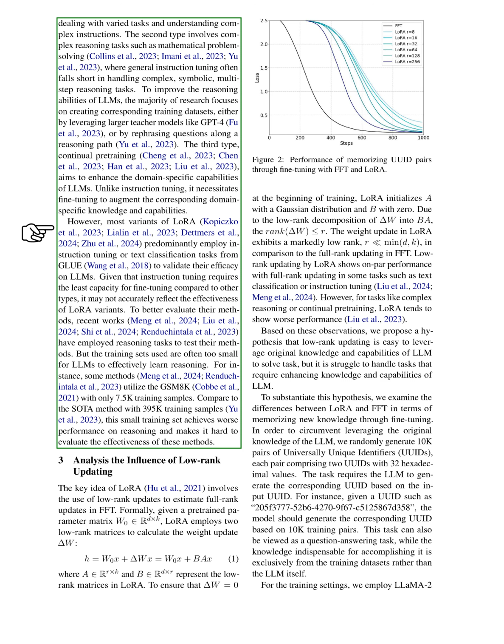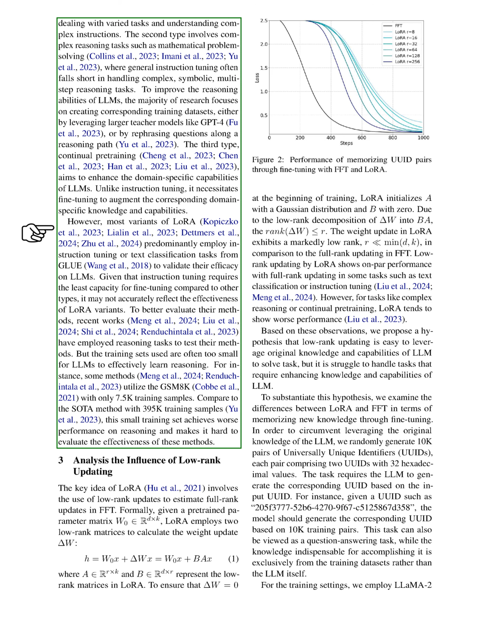The second type involves complex reasoning tasks like mathematical problem solving, where general instruction tuning may struggle with multi-step reasoning. To enhance the reasoning skills of LLMs, most research focuses on creating specialized training datasets using larger models like GPT-4 or restructuring questions along a reasoning path. The third type is continual pre-training, which aims to boost the domain-specific capabilities of LLMs. Unlike instruction tuning, this type requires fine-tuning to enhance domain-specific knowledge and abilities.